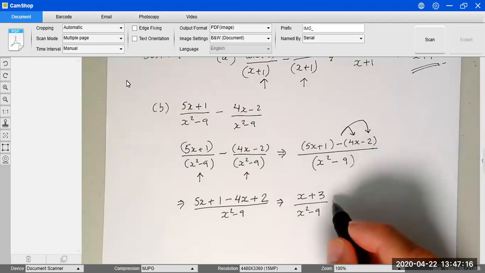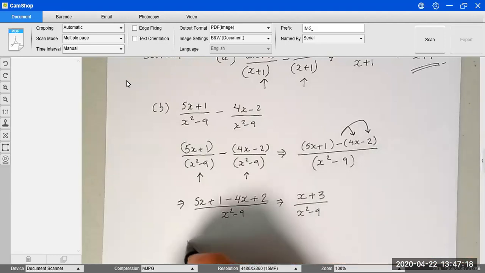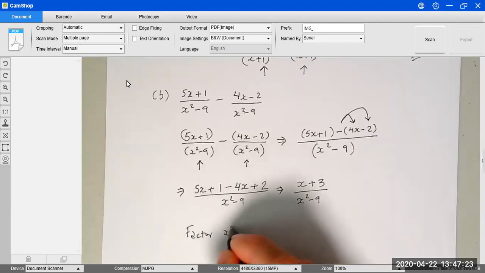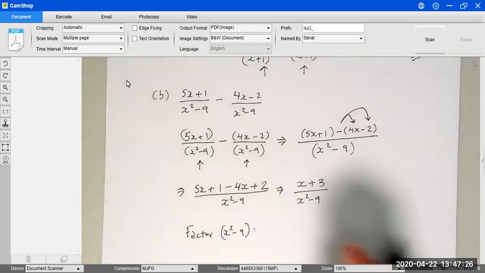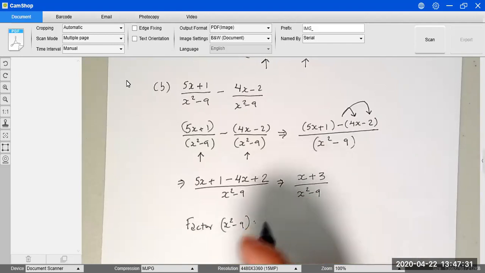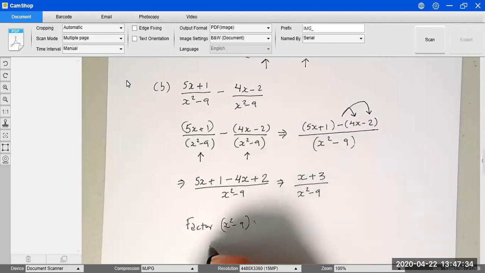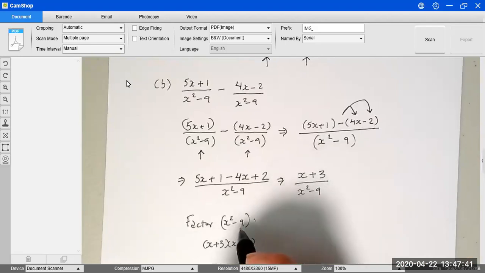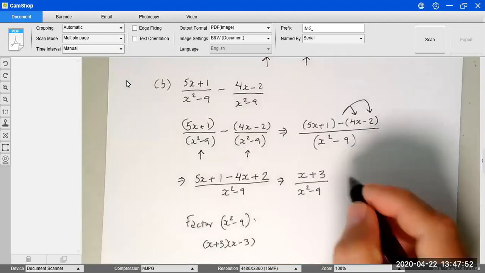So to do the simplification, we're going to factor the denominator, which is x squared minus 9. At this point of the course, you should be able to write this in a single step. You know that this is the difference of two perfect squares, so this is just x plus 3 times x minus 3. We have done this problem a lot of times, so you know that you just need a and b, where a is x and b is the square root of 9, which is 3.